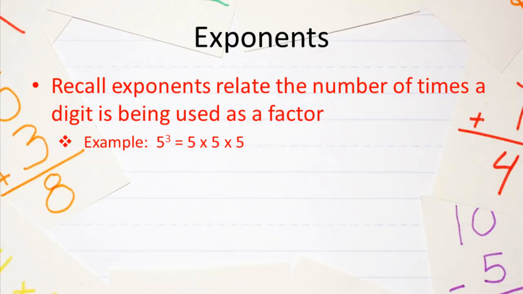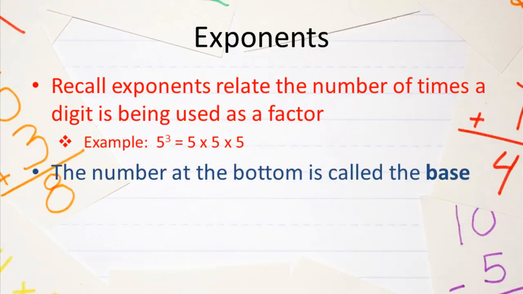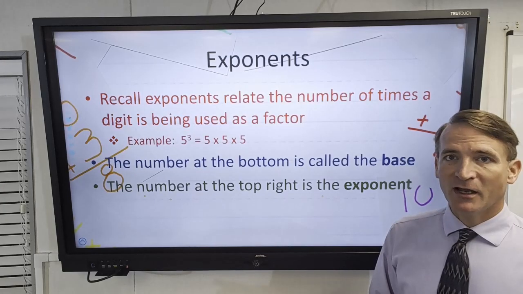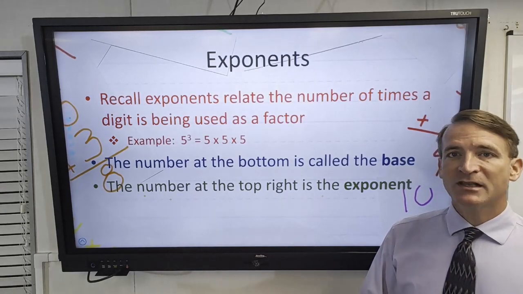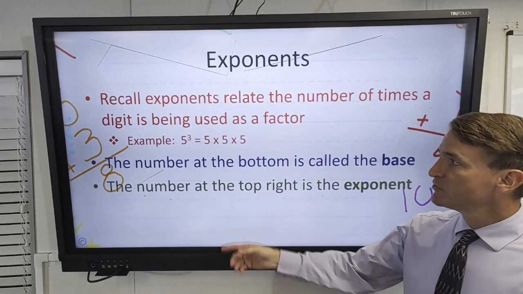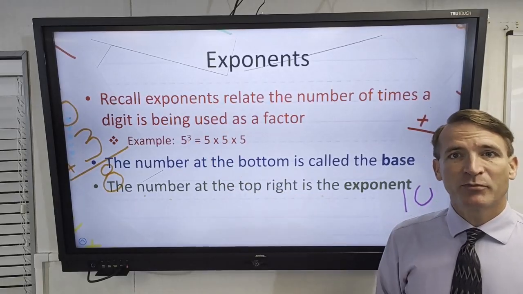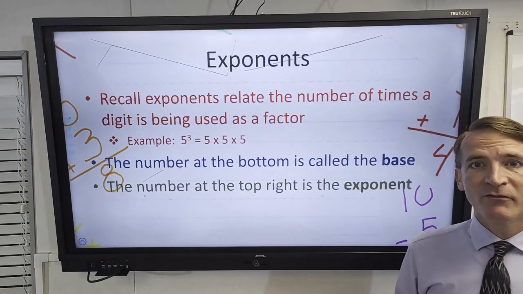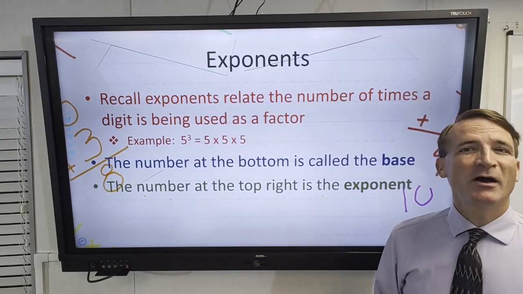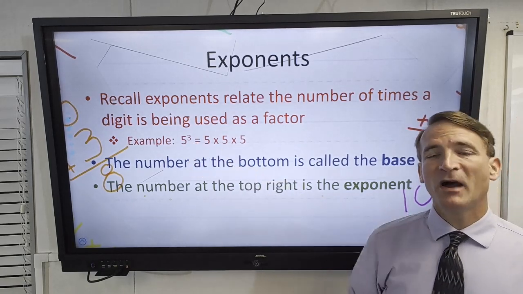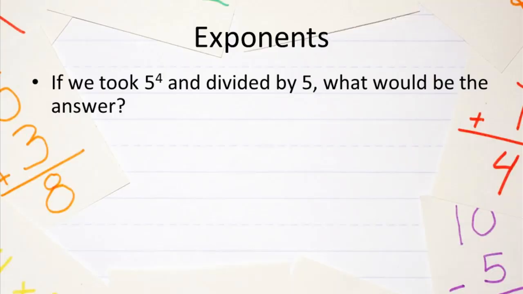So the 5 is known as the base, and it tells me what number is being used as a factor. And then the number on top is known as the exponent or the power, which tells me how many times I am using my base as a particular factor. So in this particular case, we have 5 cubed, so that means I'm using 5 as a factor 3 separate times. Now that we covered earlier, but now let's talk about what happens when we go into the negative values for my exponent. Let's take a look at an example.